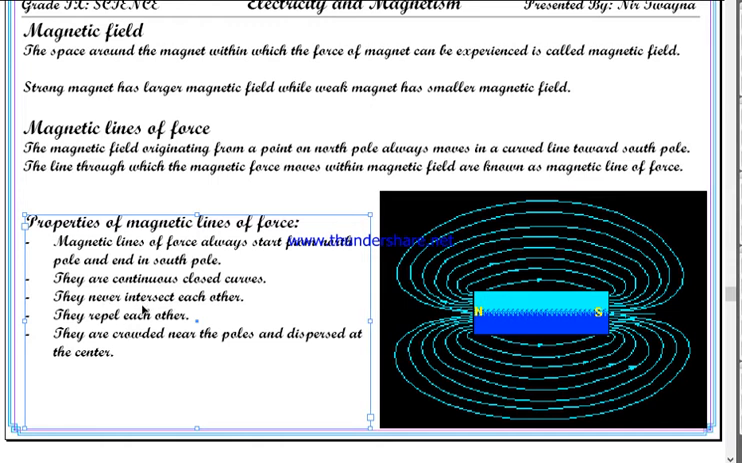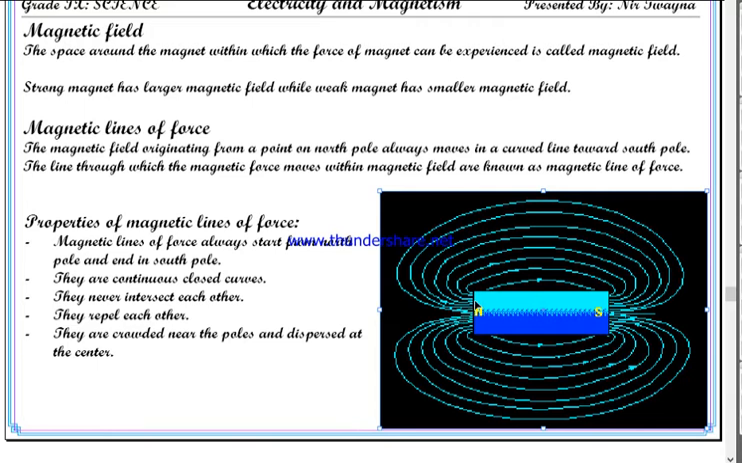And then they never intersect each other. This is because the magnetic lines of force repel each other. One line of force repels another line of force. That is why near the pole, where the magnetic field is strong, the magnetic lines of force are so compact. But as they move away from the magnet, they move farther from each other. The distance between each magnetic line of force keeps on increasing.